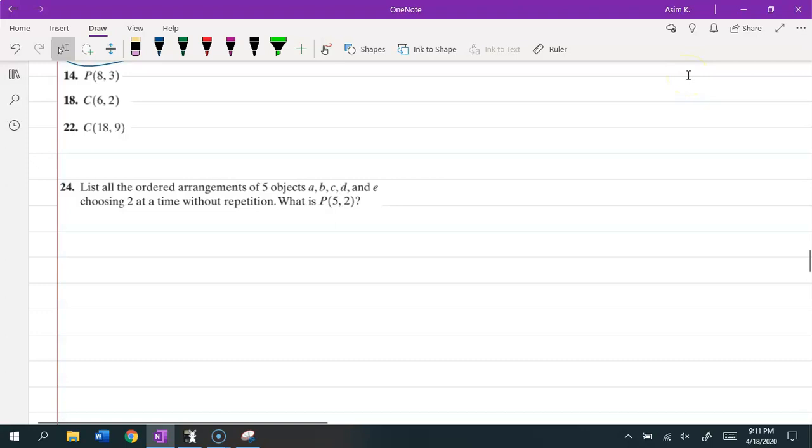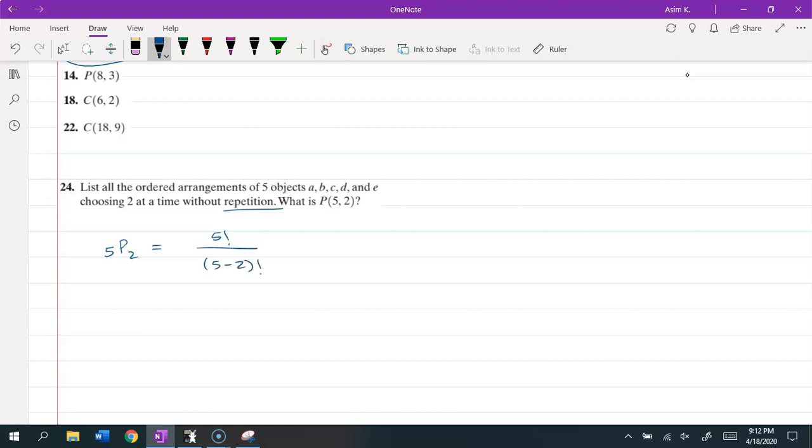Number 24 says, list all the ordered arrangements of 5 objects, A, B, C, D, and E, choosing 2 at a time without repetition. What we're going to do is realize that we have 5 objects, and we're choosing only 2 at a time, and you can't put A back after you pick A out. So they've got to be 2 different things. So this is going to become 5 factorial over 5 minus 2 factorial.